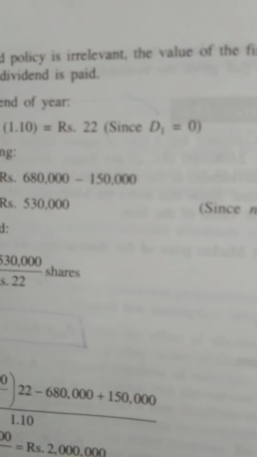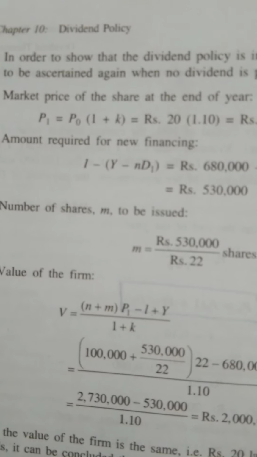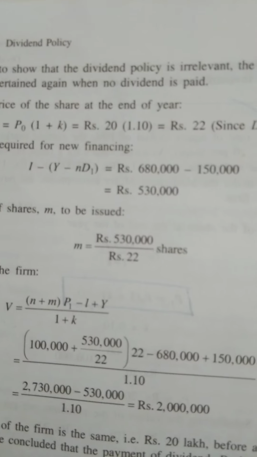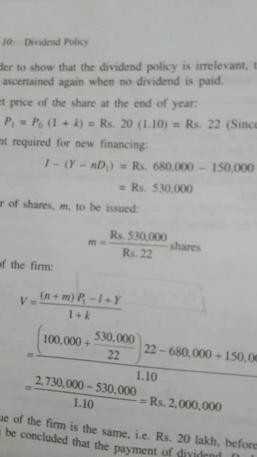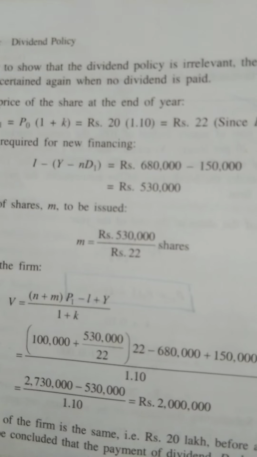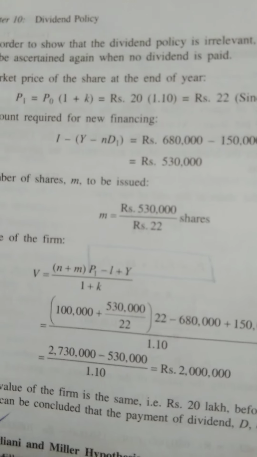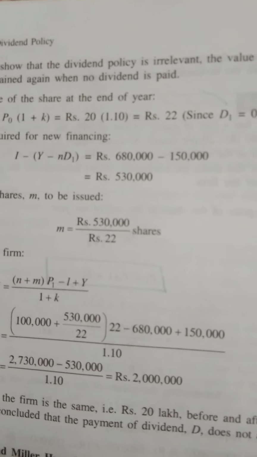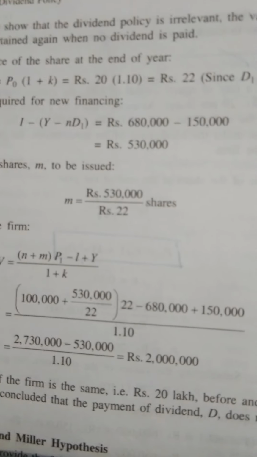Look at here, since D1 equals 0, assuming that the company is not paying dividend. What was the formula? Amount required for new financing, I minus (Y minus ND1). Okay, same formula, 6,80,000 minus Y. Y is how much? 1,50,000. But look at here, the ND1 portion will be 0. Why? As D1 is 0, 0 multiplied by something means 0. That means simply it becomes 6,80,000 minus 1,50,000. Again I am telling, ND1 portion will be 0, as 0 multiplied by something means 0.